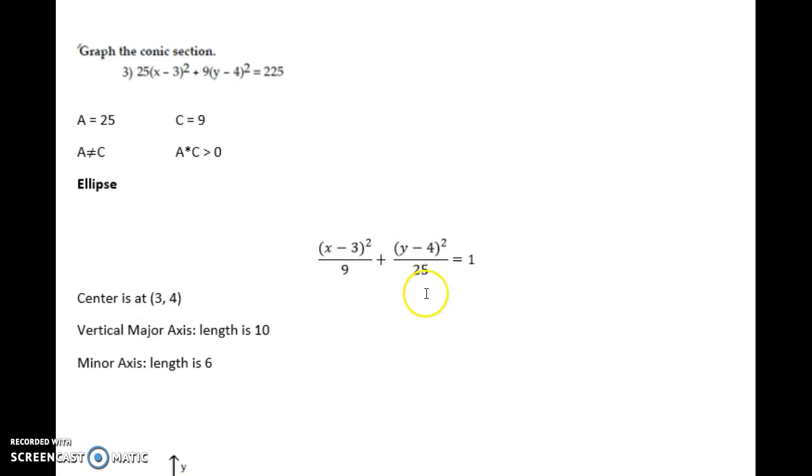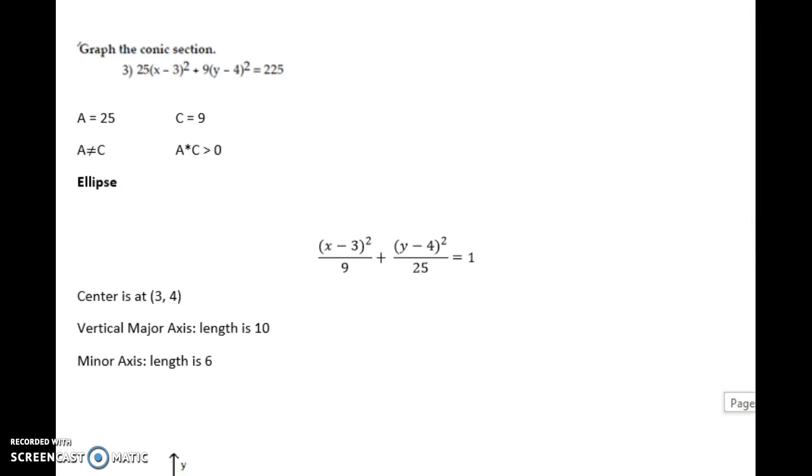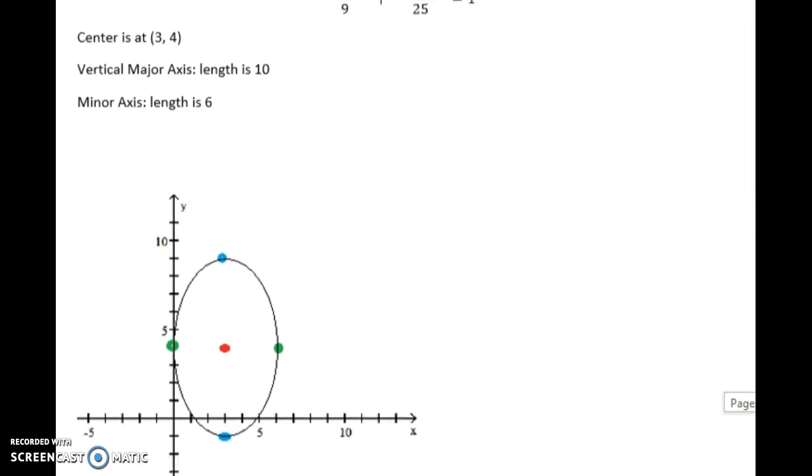It's going to be longer up and down because the bigger number here is underneath y. And to figure out how long that axis is, you take the square root of this value, which gives you 5, and double it to 10. And the smaller horizontal axis is going to be the square root of this, which is 3, double it to 6, so it has a length of 6. So now we have enough information to graph this.